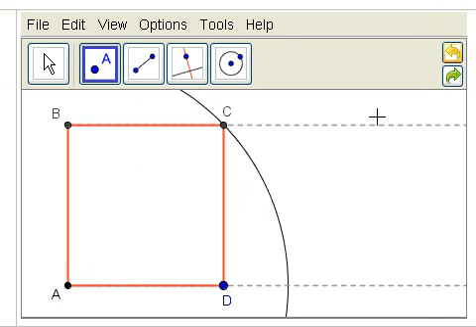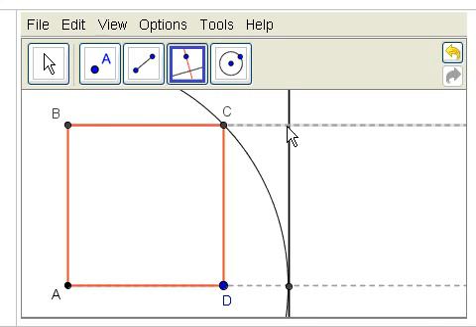I think I missed. I'm going to hit undo. Make sure I get right on that intersection. There we are. Square root of 2 units from A. The perpendicular tool requires 2 clicks, once on the point, once on the ray, and now we've made that right angle to make a rectangle.